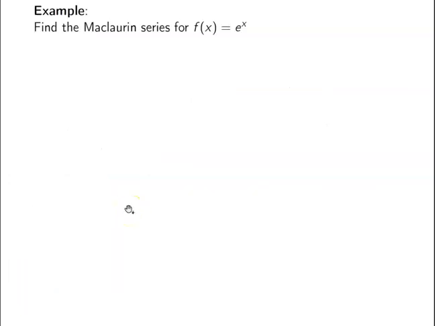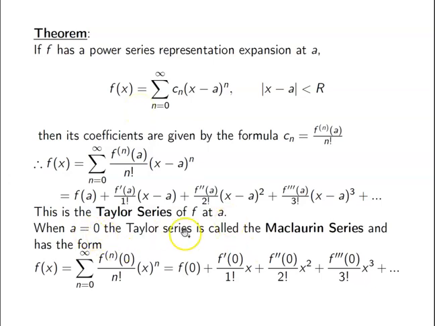So let's find the Maclaurin series for f of x equals e to the x. We need a few derivatives that we're going to evaluate at x equals 0. Remember, the Maclaurin series means that we are centered at 0, so we're going to need some derivatives evaluated at 0. Once we have that, it's pretty straightforward to find our coefficients.